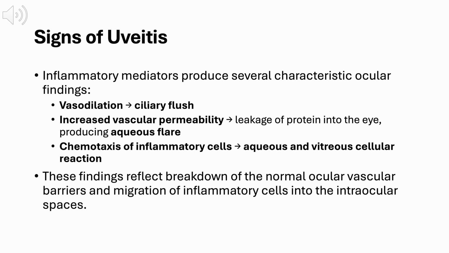Now to the objective signs, and it helps to tie them back to the underlying biology. Inflammatory mediators produce three characteristic findings. Vasodilation gives you ciliary flush, the ring of redness around the limbus. Increased vascular permeability lets protein leak into the eye, producing aqueous flare. And chemotaxis draws inflammatory cells into the aqueous and vitreous, giving the cellular reaction.